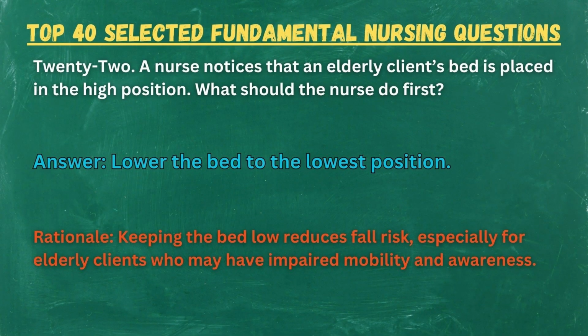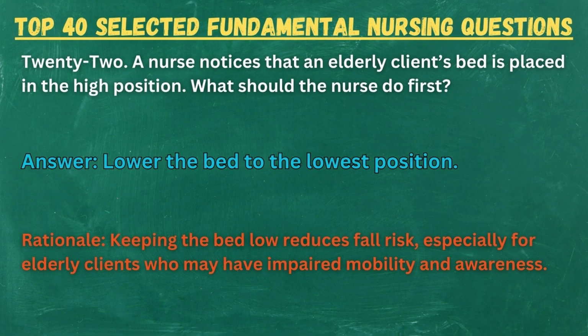22. A nurse notices that an elderly client's bed is placed in the high position. What should the nurse do first? Answer: Lower the bed to the lowest position. Rationale: Keeping the bed low reduces fall risk, especially for elderly clients who may have impaired mobility and awareness.